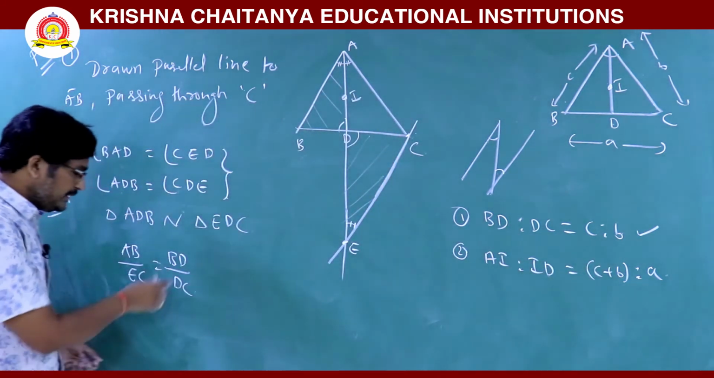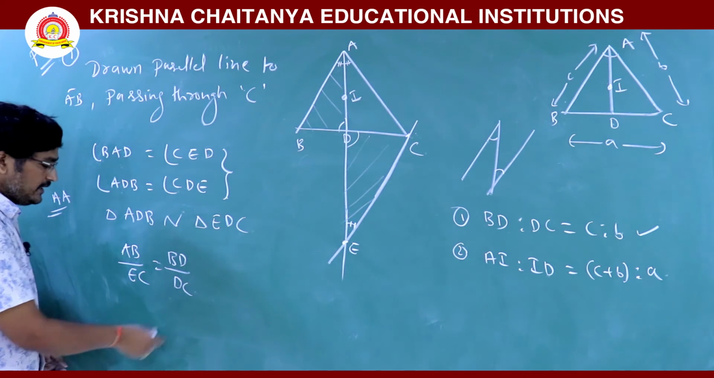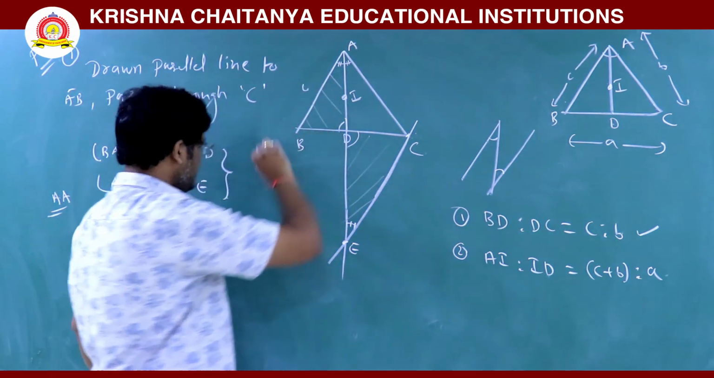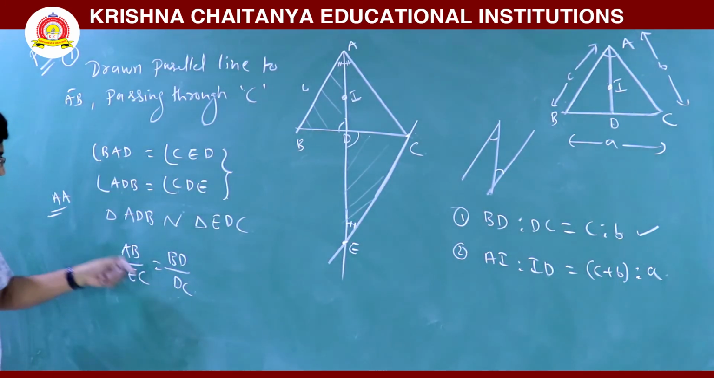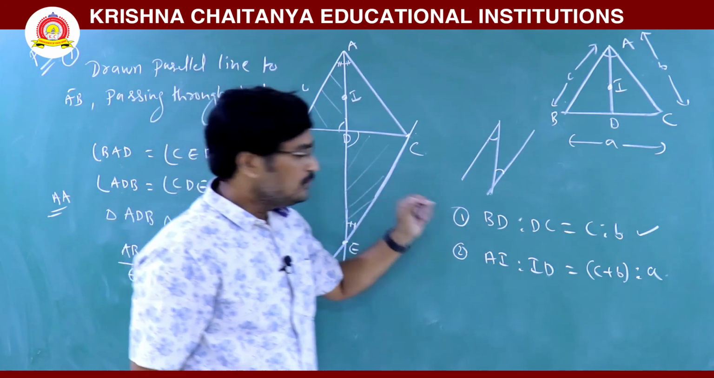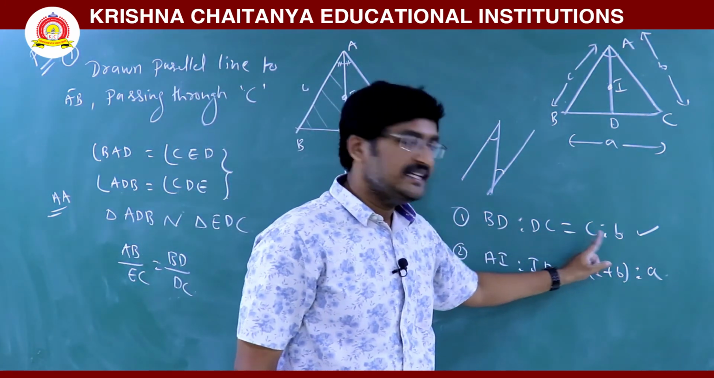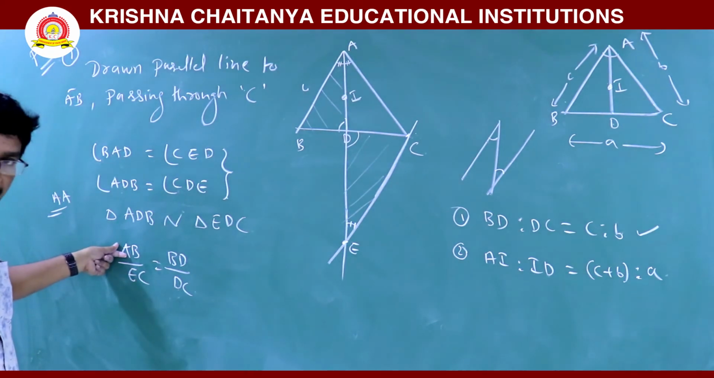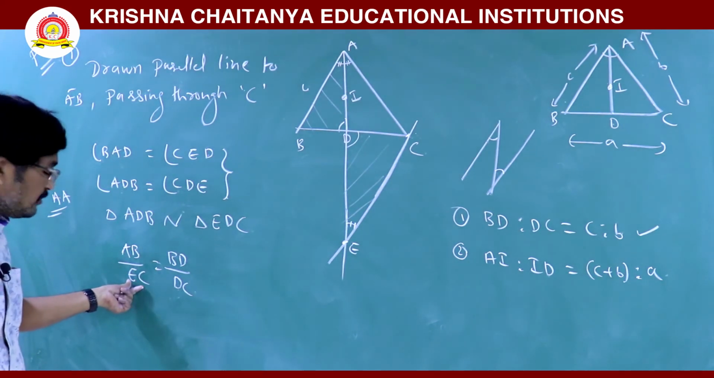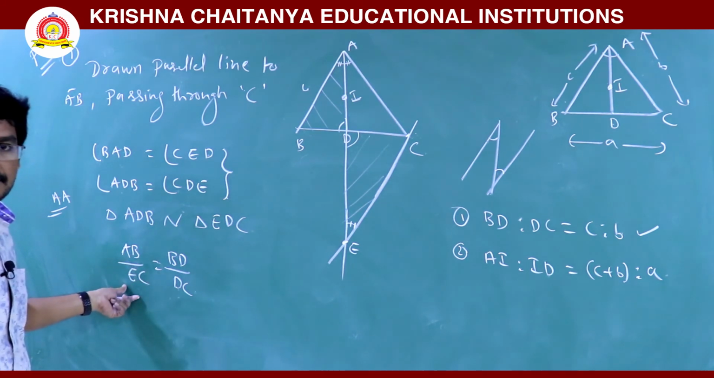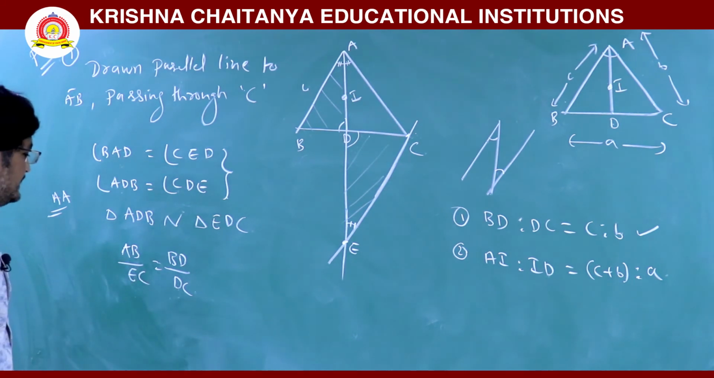So we have to find BD by DC here. What is AB? The length AB is denoted with c. So BD by DC is equal to c by EC. EC means this one. But we have to prove BD by DC is equal to c by b. We have to check what about EC now. If EC is equal to small b, then hence the theorem is over.